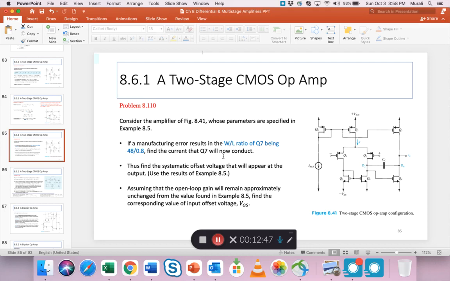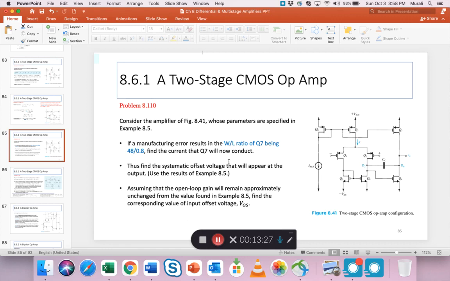As you can imagine, when everything is balanced, no unnecessary voltages appear and no amplification happens. But once you have some mismatch like that, then you can expect that what is called a systematic offset voltage will appear at the output because of this mismatch. So find that, right? That's what we need to do. Also, assuming that the open loop voltage gain remains the same, if you have a systematic offset voltage at the output, what is the corresponding systematic offset voltage at the input?